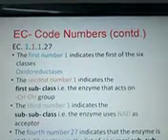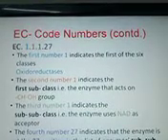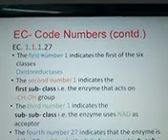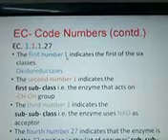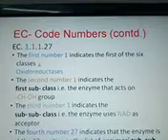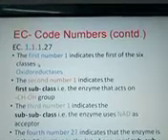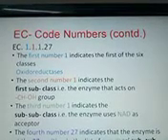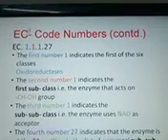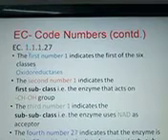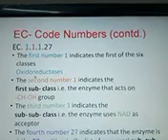Now, this is the EC 1.1.1.27. Here, the first number 1 indicates the first of the 6 classes. As I've already told you, the number 1 is allotted to the class of oxidoreductases. So this means the enzyme belongs to the first class, oxidoreductase.